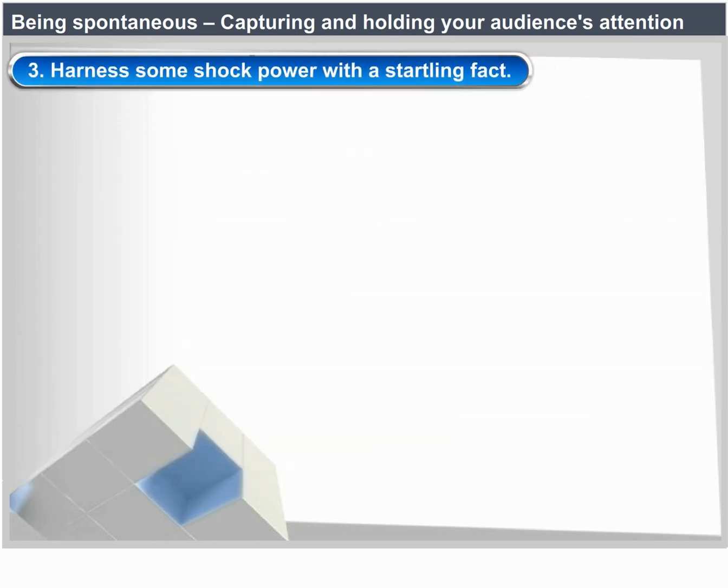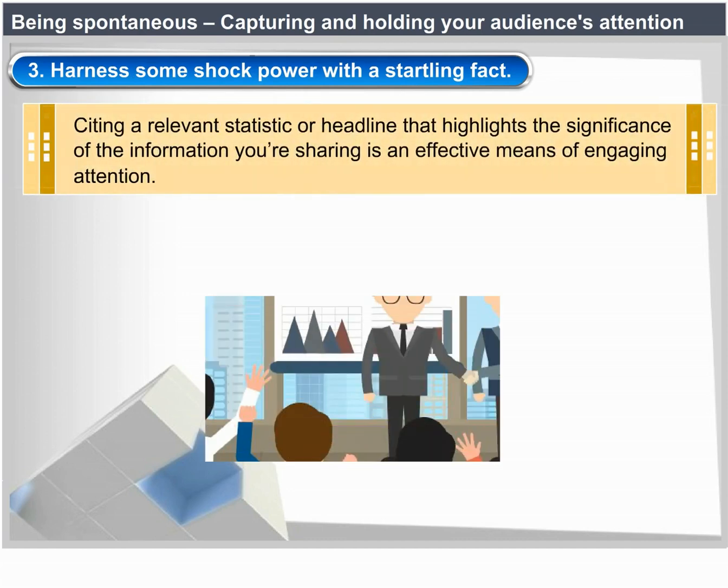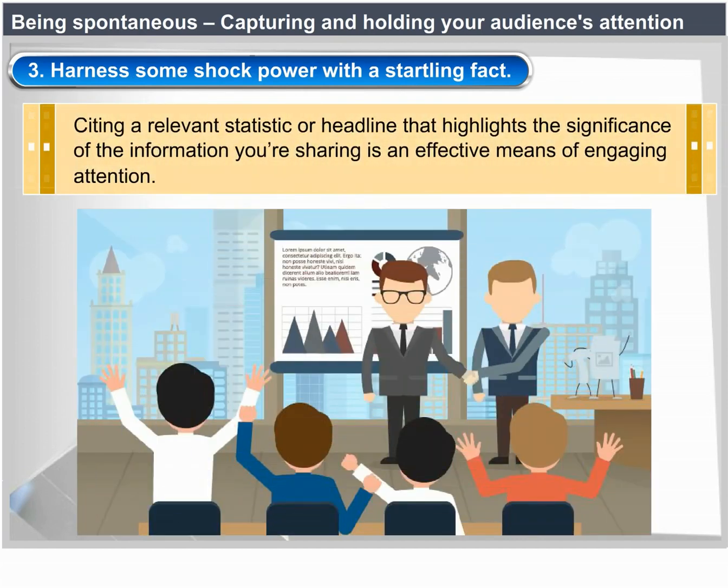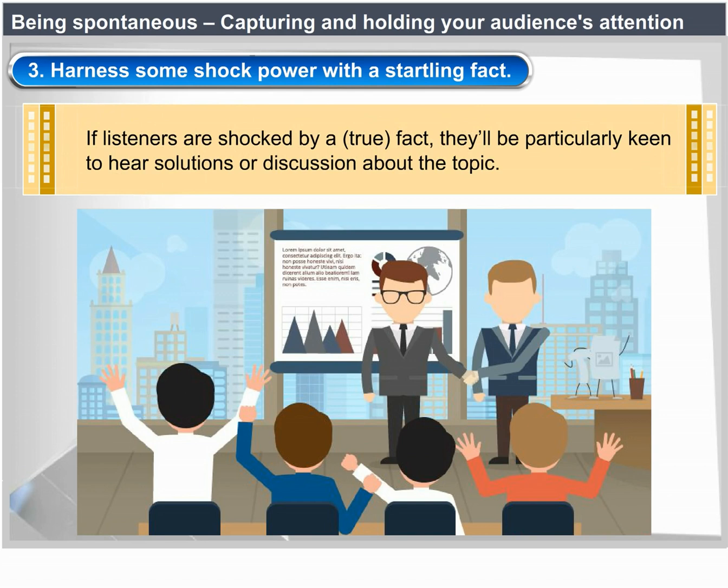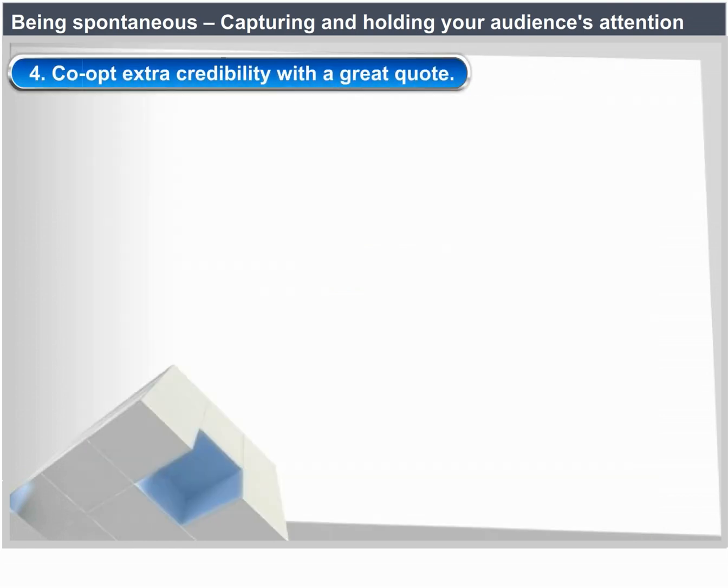3. Harness some shock power with a startling fact. Citing a relevant statistic or headline that highlights the significance of the information you're sharing is an effective means of engaging attention. If listeners are shocked by a true fact, they'll be particularly keen to hear solutions or discussion about the topic. 4. Co-opt extra credibility with a great quote.